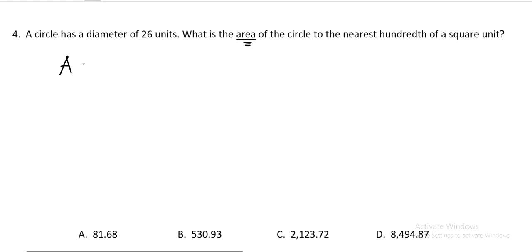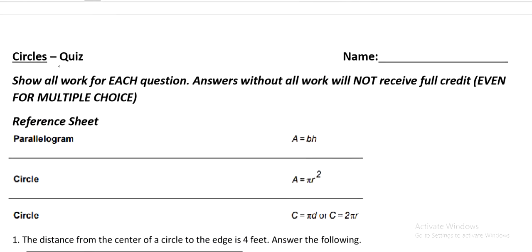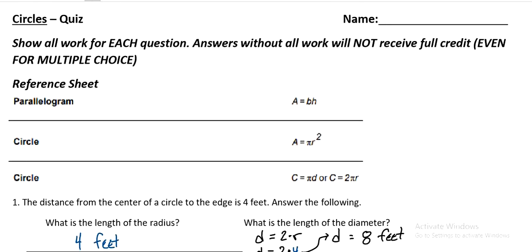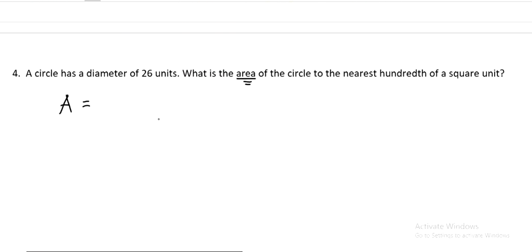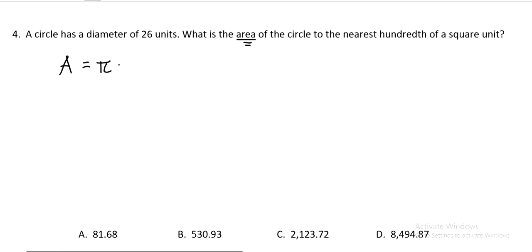The formula for area, they actually gave it to you right at the top in the reference sheet. Circle is A, area equals pi times the radius squared. So we'll copy that down real quick. Now the thing with this one is they give us a diameter. So we have to get the radius from a diameter of 26 units. That's pretty easy. Remember, diameter is just equal to 2 times r. If the diameter they give us is 26, we just put a 26 instead of the d.